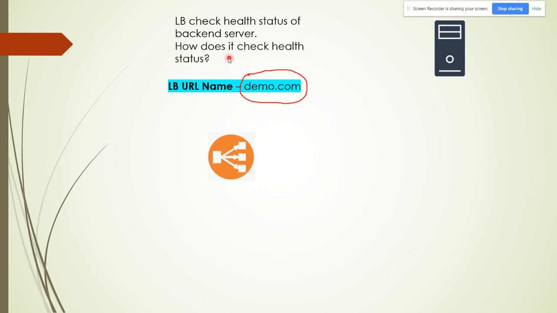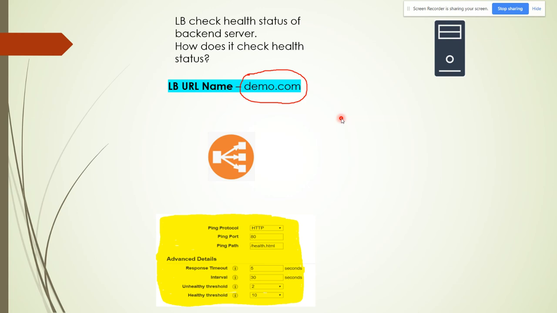The question comes to mind, how does it check health status? Is there any way? Do your load balancer and application server exchange a heartbeat? Okay, so let's see how your load balancer checks the health status. During load balancer creation, the load balancer creates a rule, which is a health check rule. In the health check rule, there are certain parameters which you have to define. These are the most important parameters.